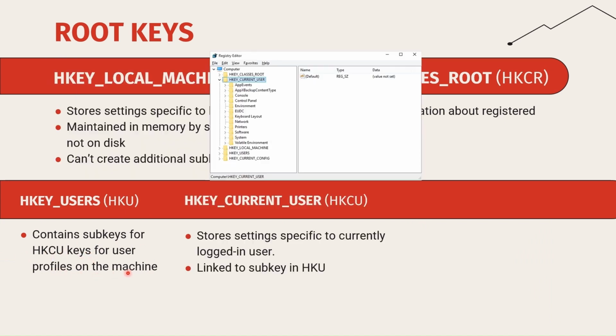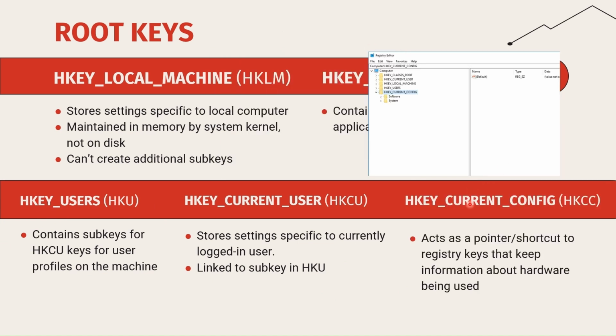That naturally brings up, what are those? Well, this is HKEY_CURRENT_USER, this folder here, and it stores settings specific to currently logged in users on the computer. It is also linked to subkeys in the HKU over here. So they work in tandem with one another, containing information about who uses the computer, what's on the computer, etc. Then finally, the one we'll look at is HKEY_CURRENT_CONFIG, and this acts as a sort of pointer shortcut to registry keys that keep information about software being used on your computer. You can see here we have the system hardware, and then we've got the software as well. It sort of just helps people manage the root keys, manage the registry editor.